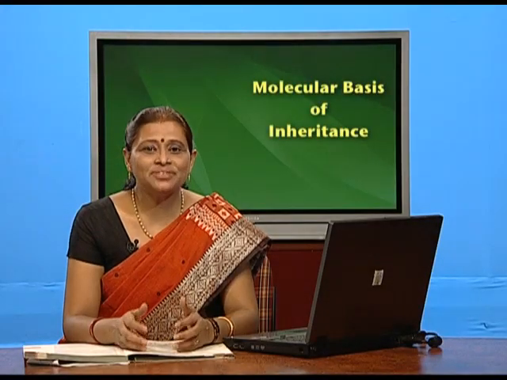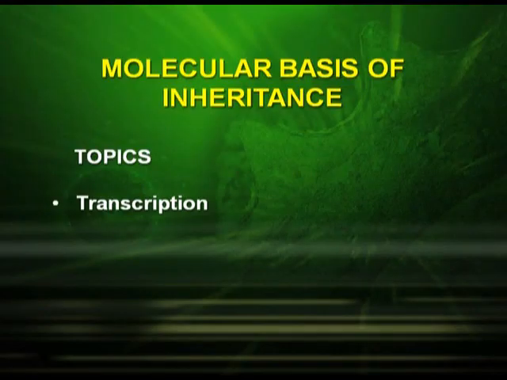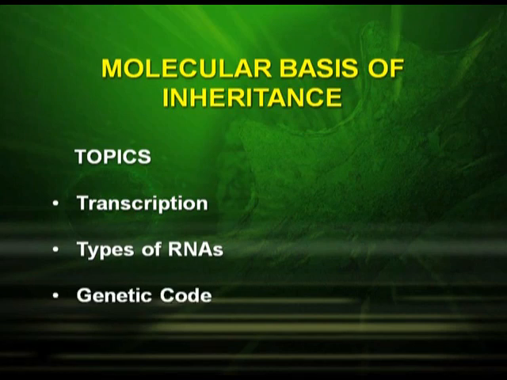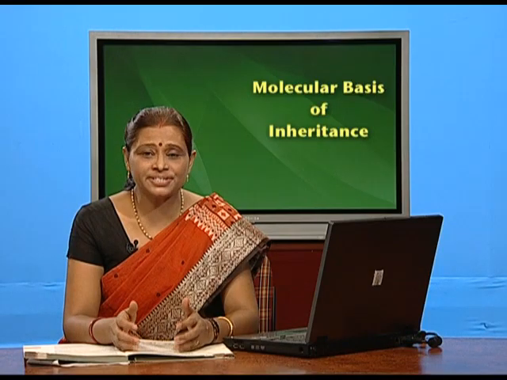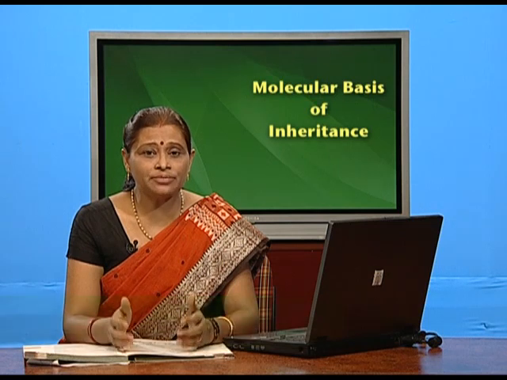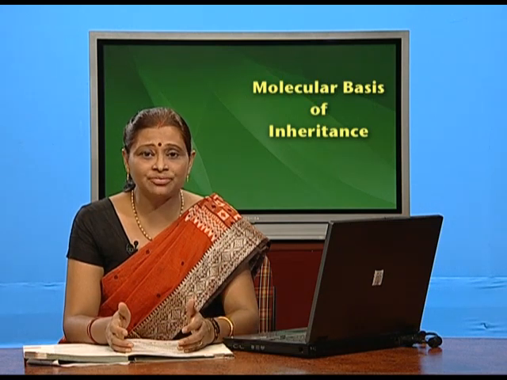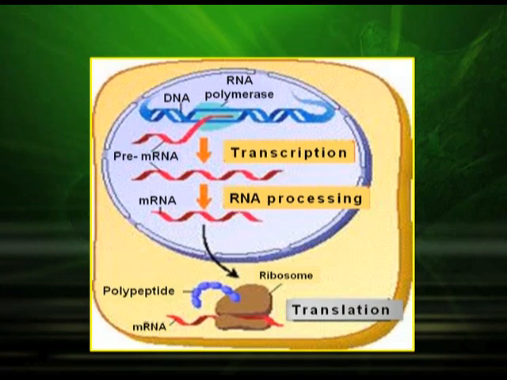Hello students, today we are going to discuss the topics transcription, types of RNAs and genetic code. Till now we have studied how DNA forms other DNA, that is, how DNA replicates. Now today we are going to study how DNA forms RNA. Now let us see where the transcription, that is formation of RNA from DNA, takes place. As you can see in the picture, the transcription takes place in the nucleus where the DNA forms RNA.